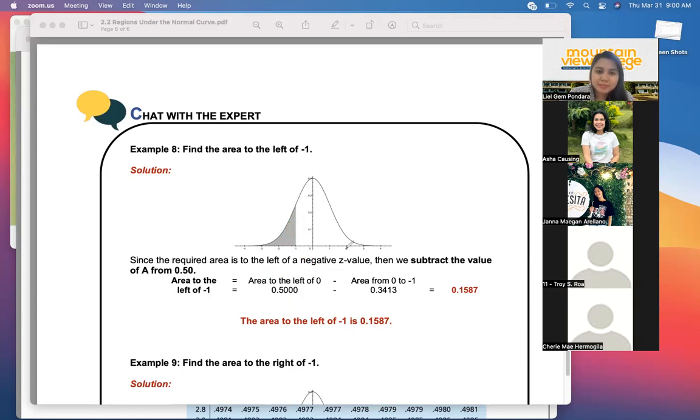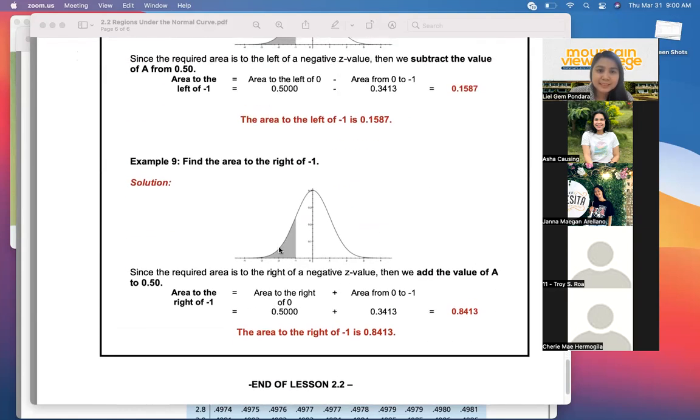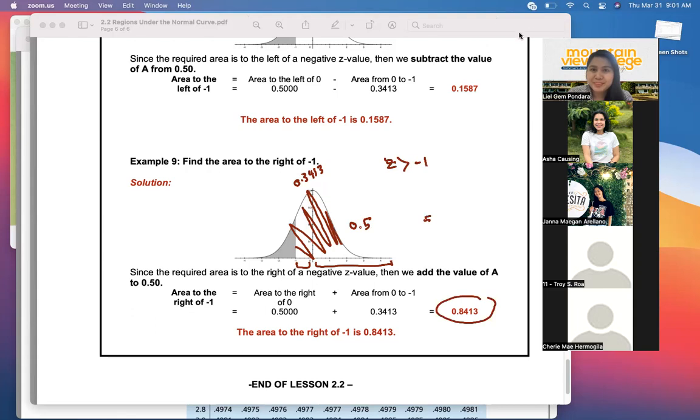Next one. It's the last. To the right of -1. From 0 to 1, it is 0.3413. From 0 to positive infinity, what is the area? What's the area from 0 to positive infinity? The area is 0.5. So what we are going to do, to the right, it means Z is greater than -1. So our probability is, you add them, 0.8413. Any questions?